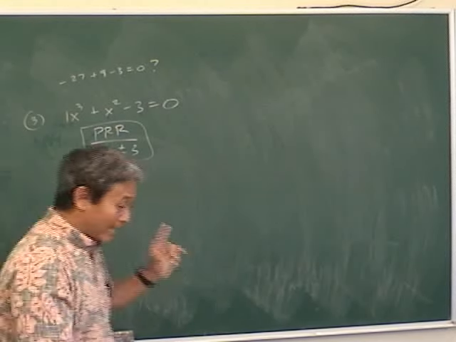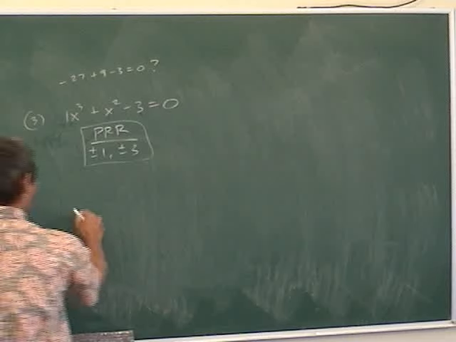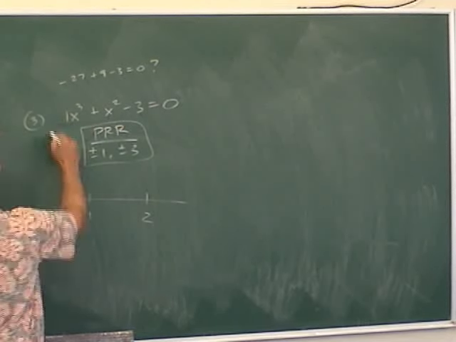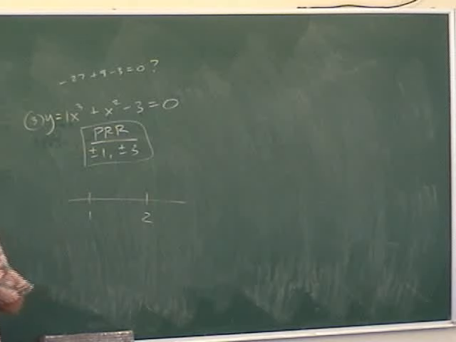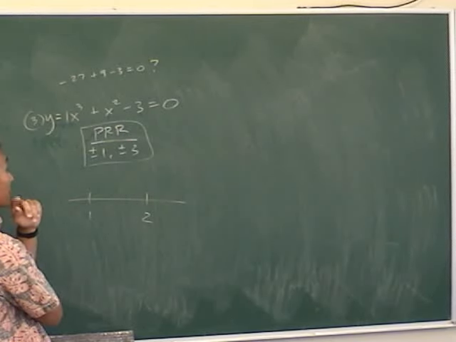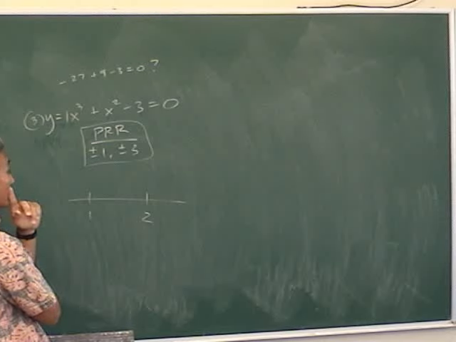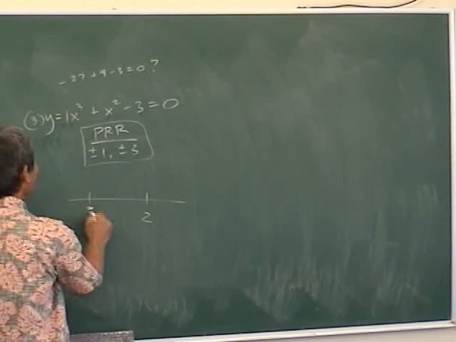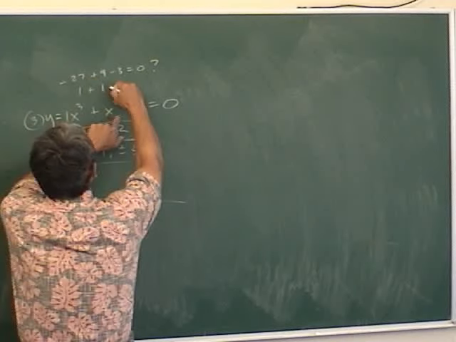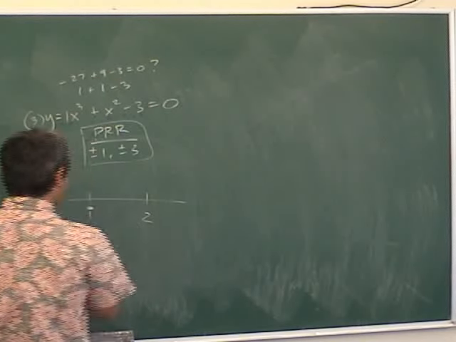Okay, but show that it does have one between 1 and 2. Now remember I showed you this last time? Here's 1 and 2. If you think of this as a graph, y equals that, then what is the y coordinate when x is 1? Negative 1. 1 plus 1 minus 3 is negative 1.